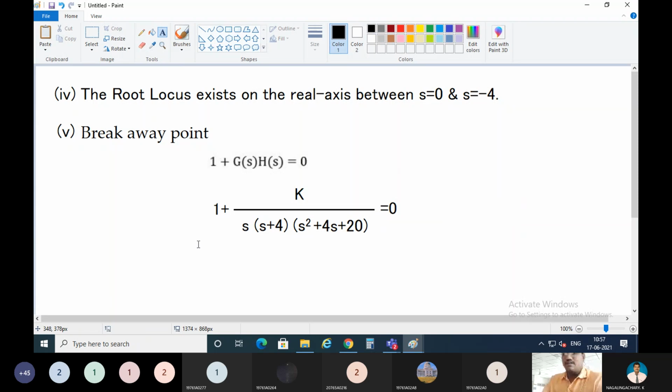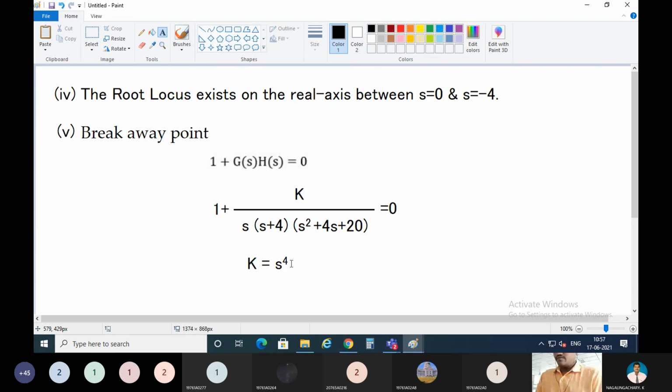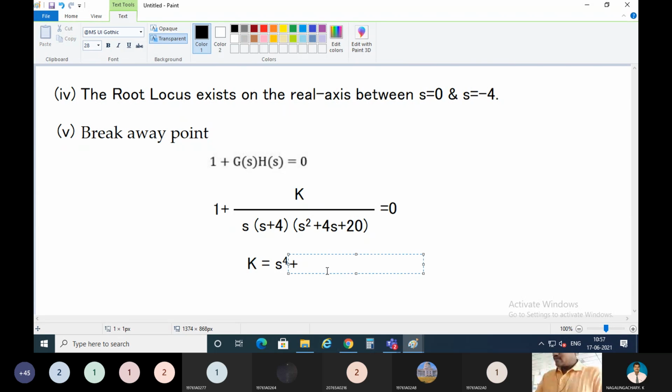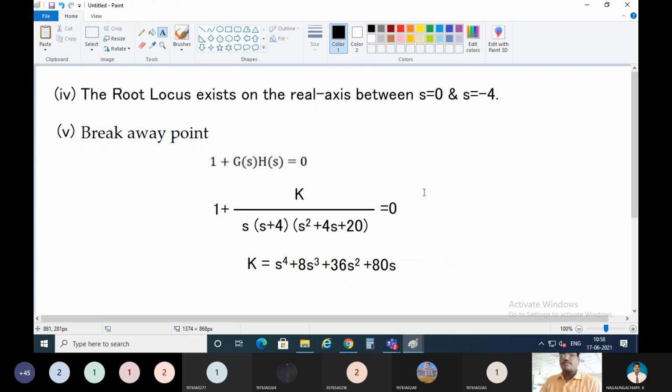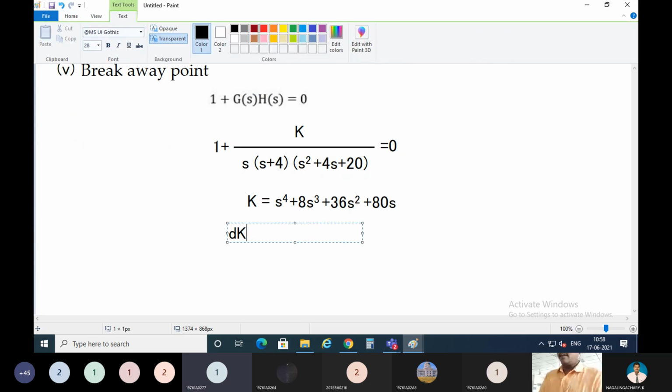After writing, I can find the k value. What is the k value? Anyone? s to the power of 4 plus 8s cube plus 36 s square plus 80s. So that is the k value. Now you can do dk by ds.